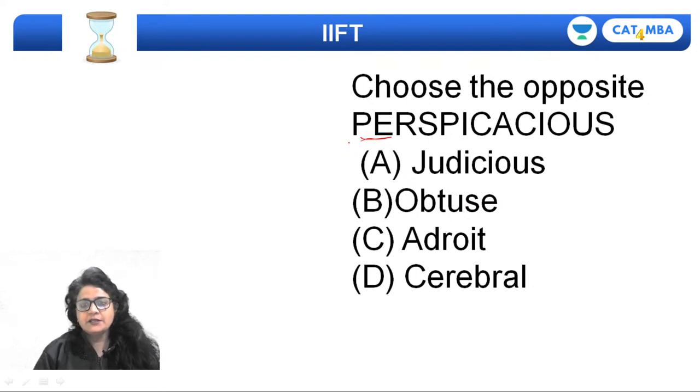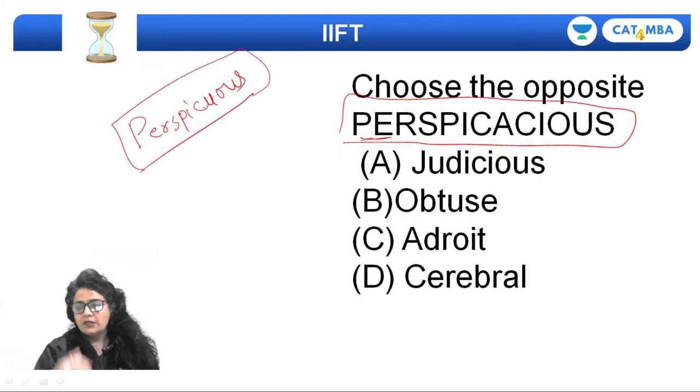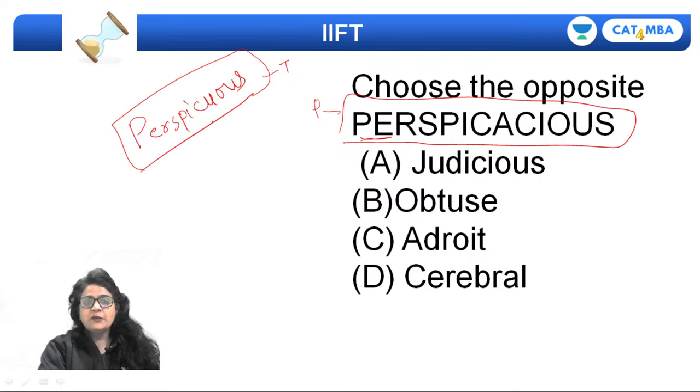Is obtuse going to be the answer here? Perspicacious is extremely intelligent. A person who can see through things, who is shrewd, astute, with a high level of understanding, who is extremely discerning, perspicacious. Okay? Very positive word. Perspicuous. IIFT keeps on giving confusing words. Perspicacious is used for a person. Perspicuous is used for things. Something is perspicuous. Okay, so perspicuous writing style.